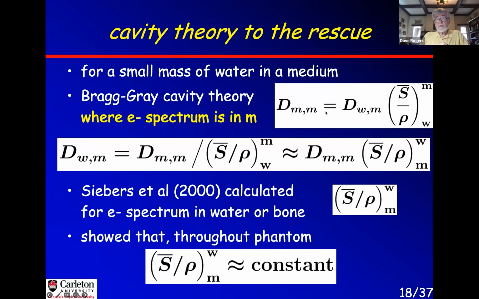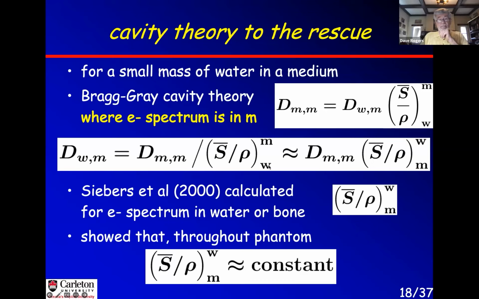Now, in the case of ion chambers, we know the dose to the air in the water phantom, and what we're interested in is the dose to the medium. But in the case here, we've calculated the dose to the medium, and we're interested in knowing what is the dose to the water in the medium. So we turn that equation on its head, and we end up with the dose to water in the medium is equal to the dose in the medium divided by the stopping power ratio, in this case of medium to water.